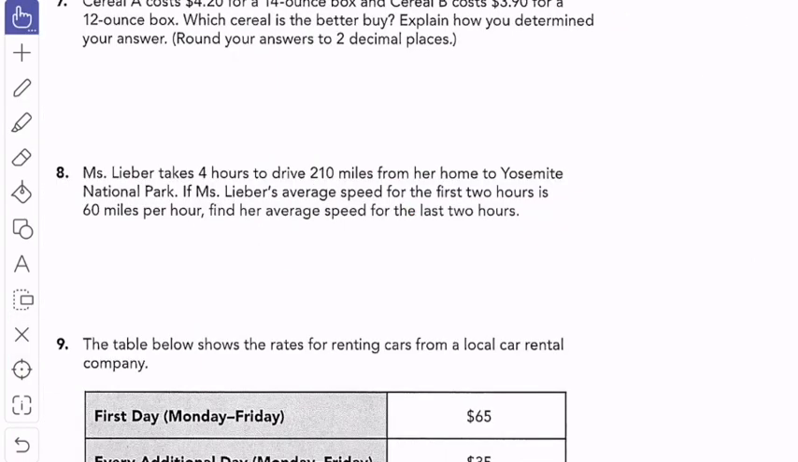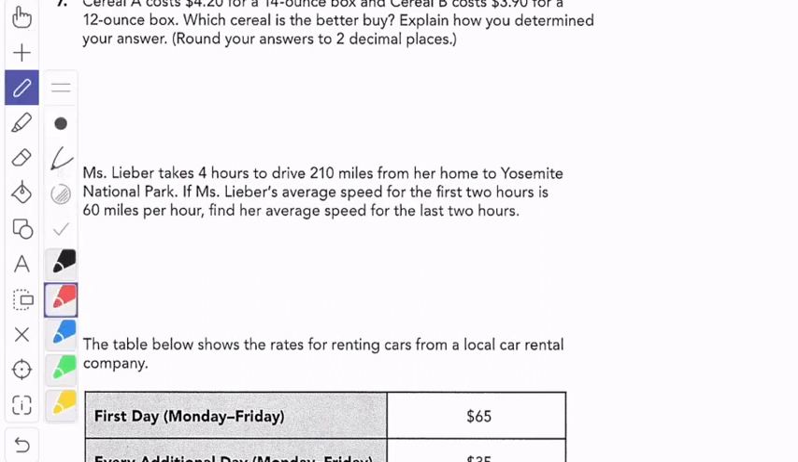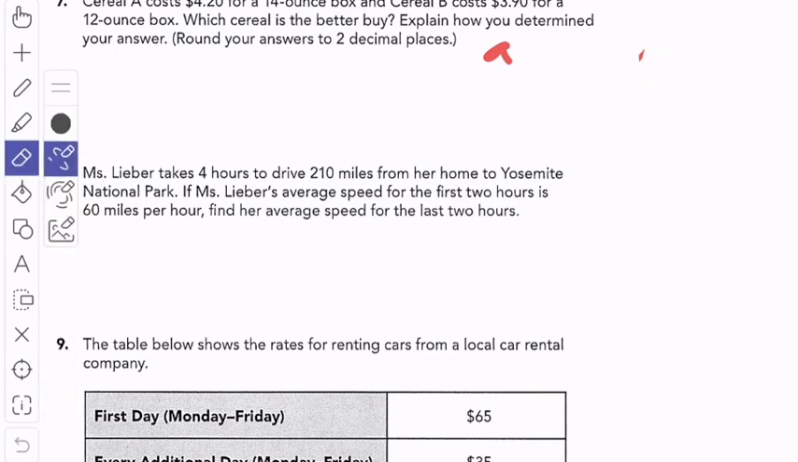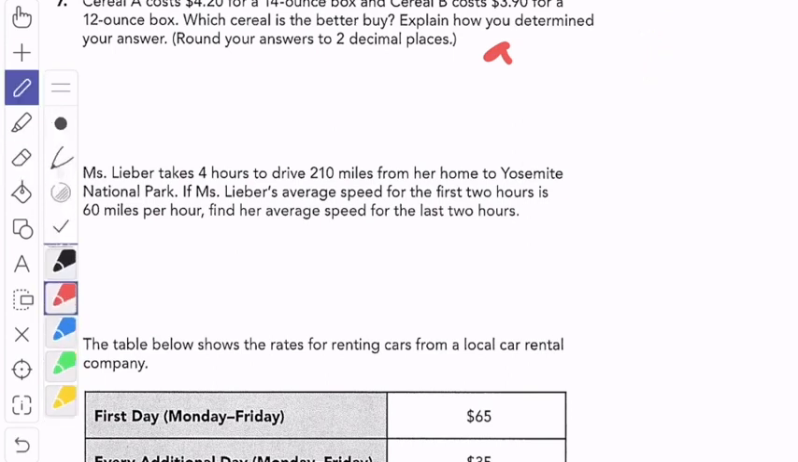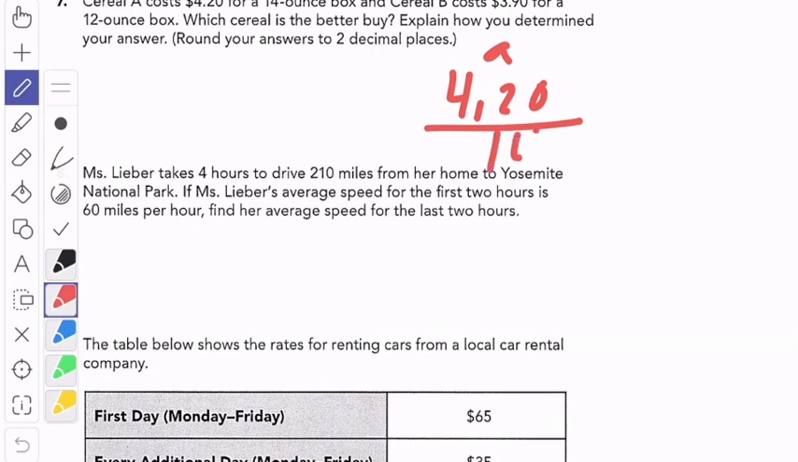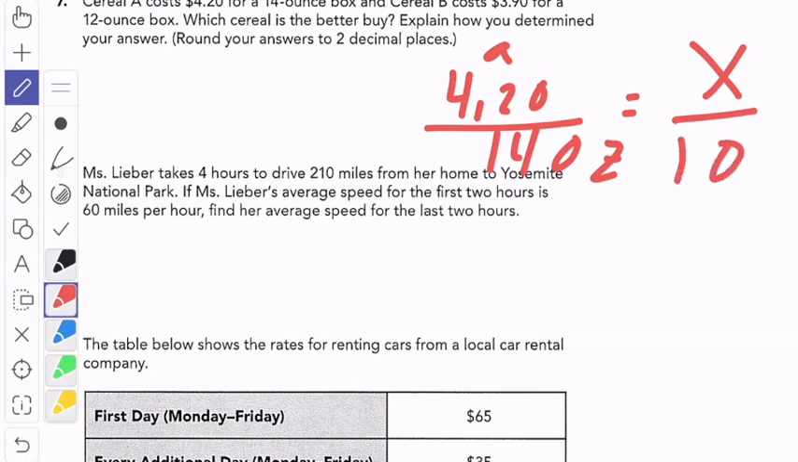All right, for 7, all you have to do is find the unit rate for each of these. So you have cereal box A and cereal box B. Let's just do A. You guys should be able to figure out how to do B. So for A, money always goes on top, so it's $4.20, and it's 14 ounces. You need to figure out the unit rate, so I don't know how much over 1 ounce. So all you have to do is figure out what you need to divide by.